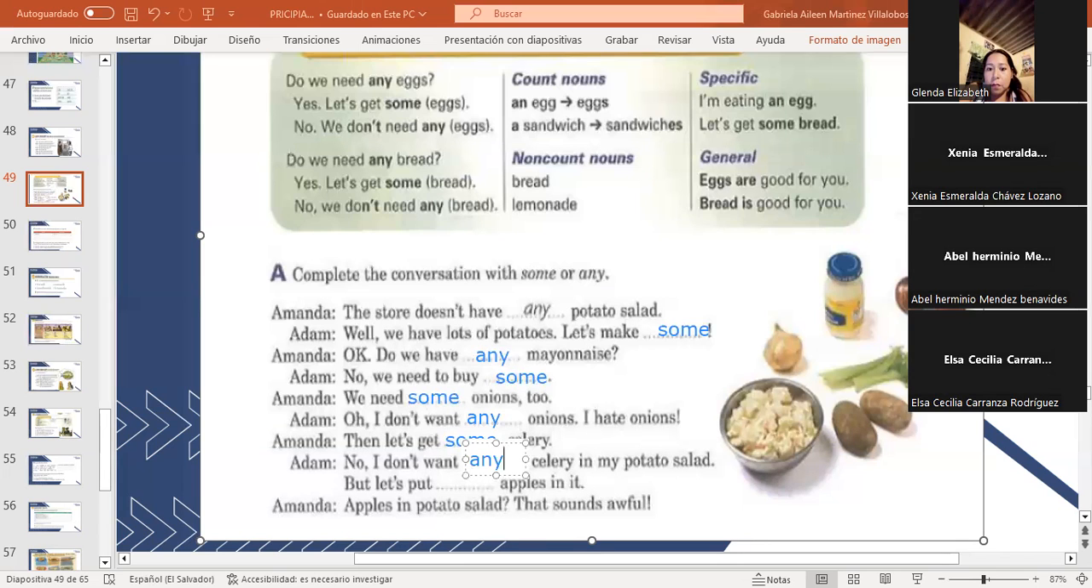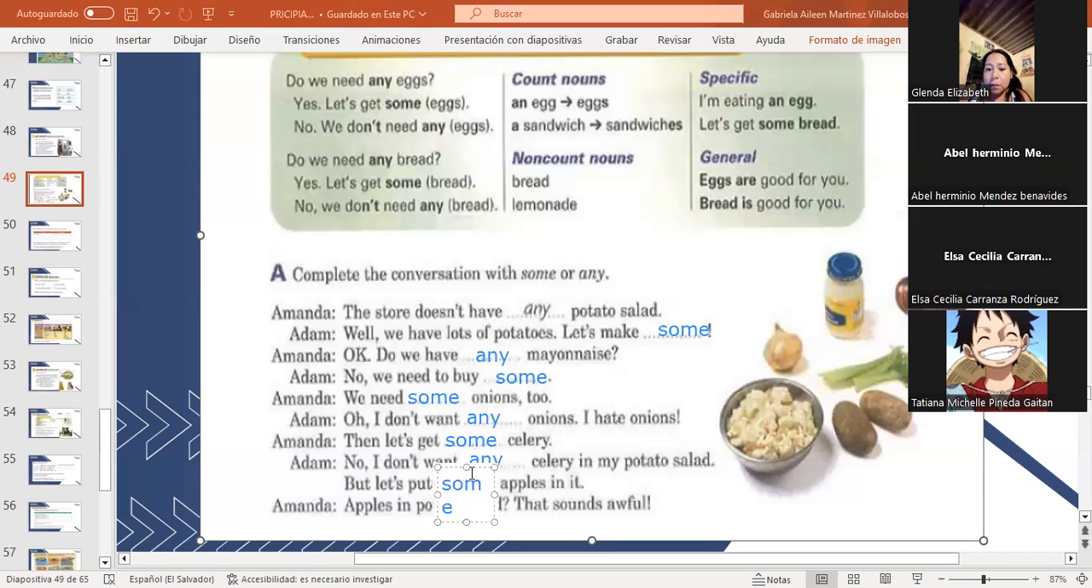Okay, I don't want any celery in my potato salad, but let's put some what? Some apples. Okay, are we finished? Look, beautiful.